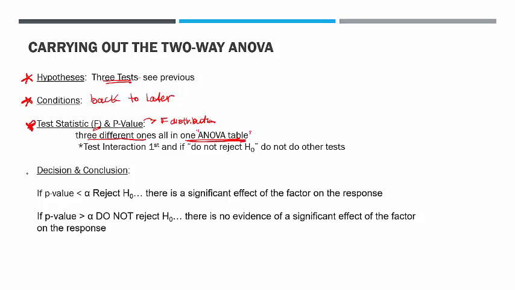So once we get our test statistics and our p-values, then our decision rule is always the same. If the p-value is less than alpha, we reject the null hypothesis and conclude that there is a significant effect of the factor on the response. If the p-value is not less than alpha, we do not reject the null hypothesis, and therefore there is no evidence of a significant effect of the factor. Right? So that's the general structure of an ANOVA hypothesis test.